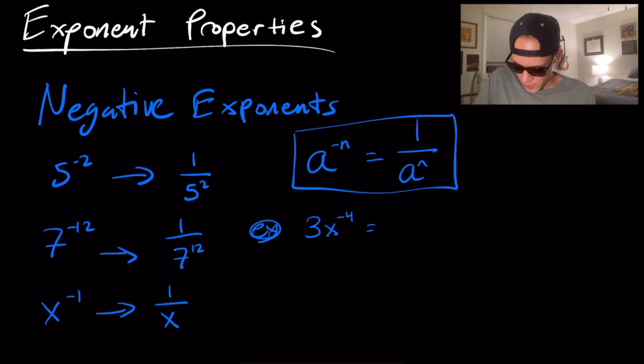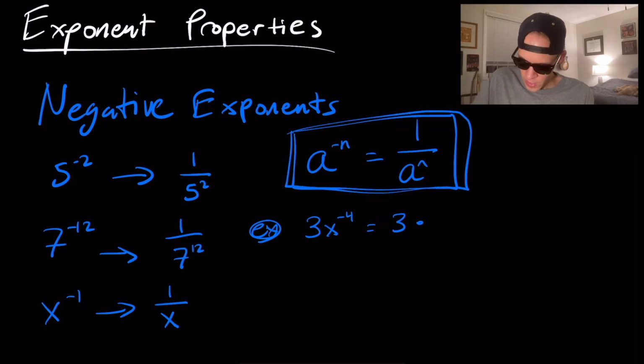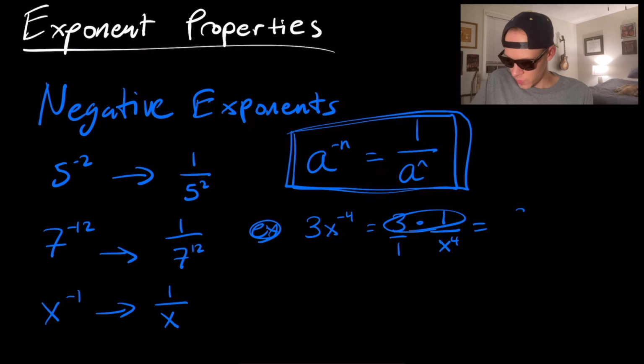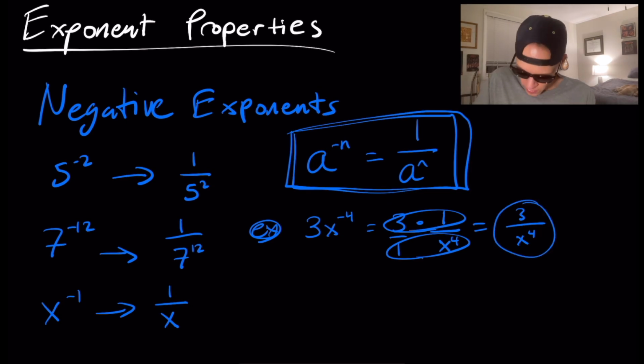So I will rewrite this as 3 times, remember, these two terms, when they're next to each other, you're just multiplying them. So I'll have 3 times, and then x to the negative 4th, if we use our formula we just wrote, that's going to be rewritten as 1 over x to the positive 4th. And if I want to write 3 in fraction form, so I can be multiplying two fractions, that'll help out nicely here. Multiply our numerators. 3 times 1 is 3 over 1 times x to the 4th is x to the 4th. So 3 over x to the 4th.